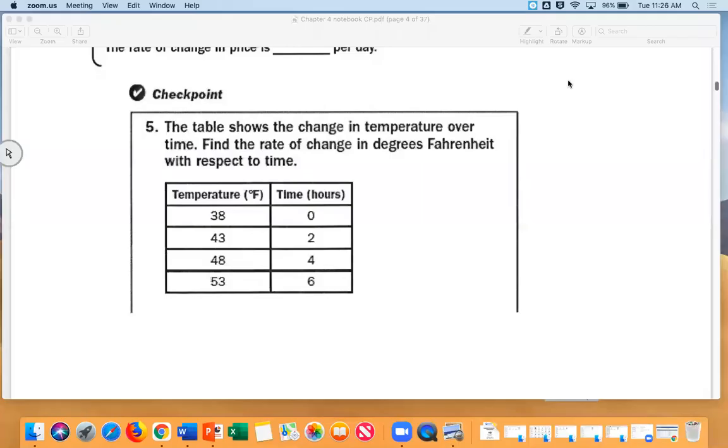So this is a continuation of chapter 4, the prerequisite skills on slope. Slope is very important in what we're doing. It's a key concept, so we have to continue on to make sure we understand it. Okay, so in number 5, the table shows the change in temperature over time. Find the rate of change in degrees Fahrenheit with respect to time.